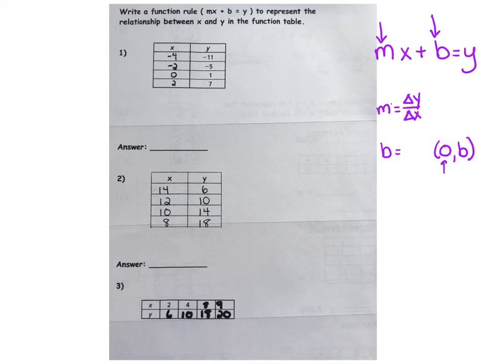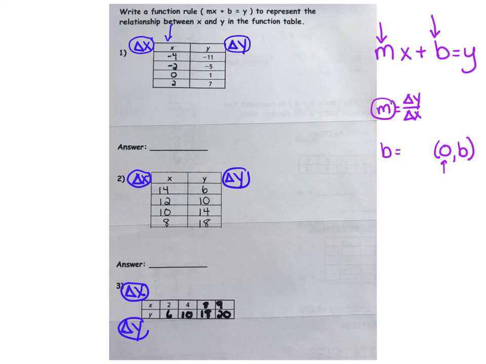Let's start with the slope in each case. Down the y side of each table, please mark that delta y. And down the x column, please mark that delta x. In each case, as we're looking at the change in y and the change in x, we're going to be very conscious of the fact: is it increasing as we move along, or is it decreasing? If it's decreasing, it's negative. If it's increasing, it's positive.